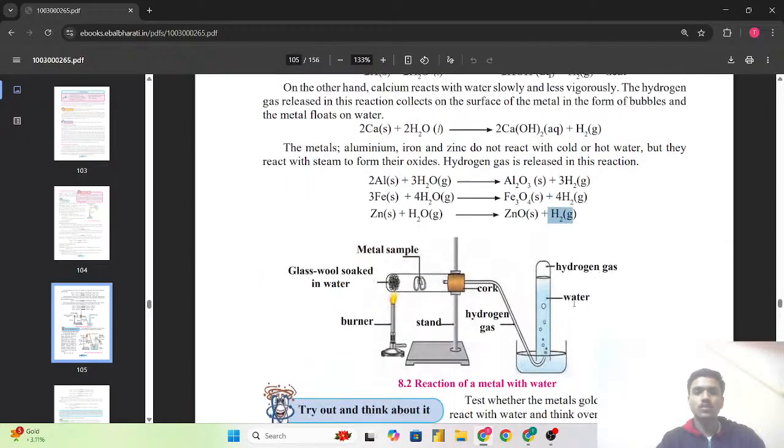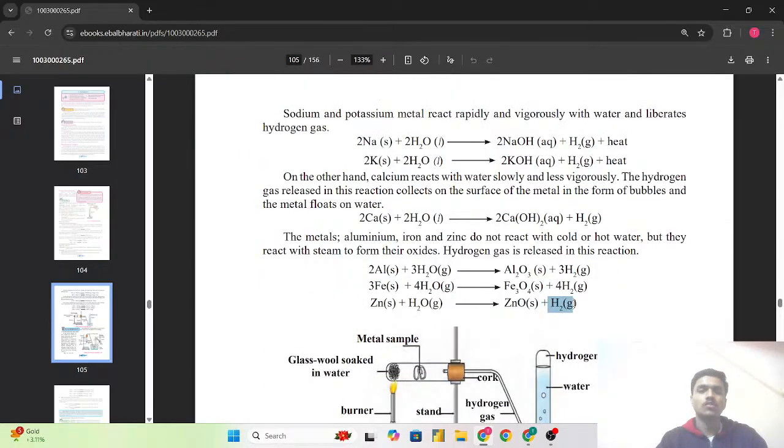So we have seen the different examples that sodium, potassium rapidly and vigorously react with water and liberate hydrogen gas. Compared with sodium and potassium, calcium reacts with the water slowly and less vigorously. और जो aluminium है, iron है, zinc है, that do not react with the cold or the hot water, but they react with the steam to form their oxides.